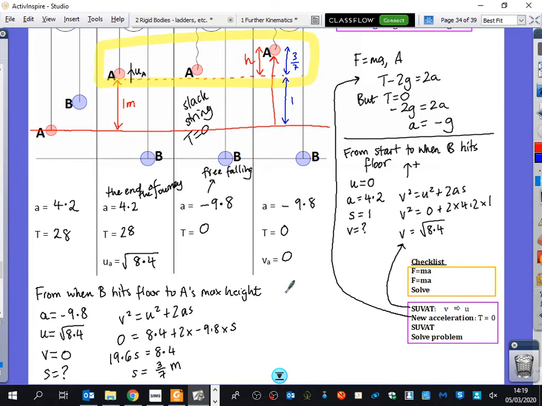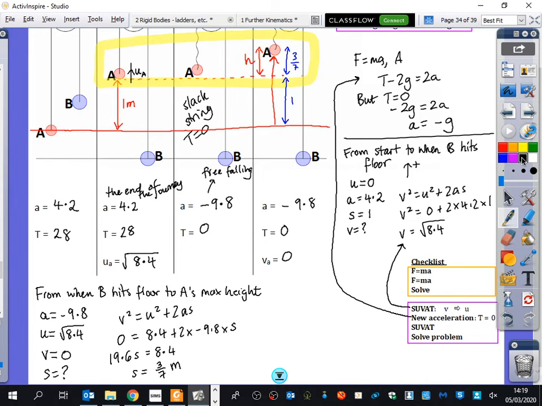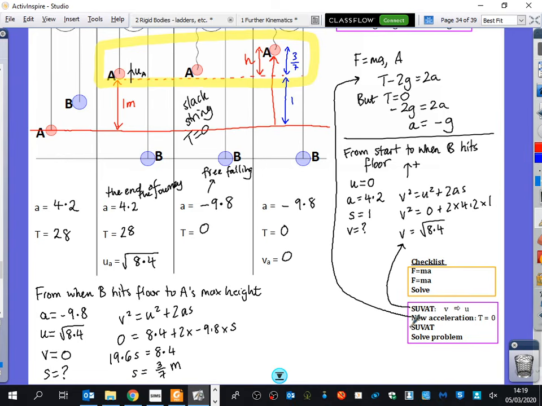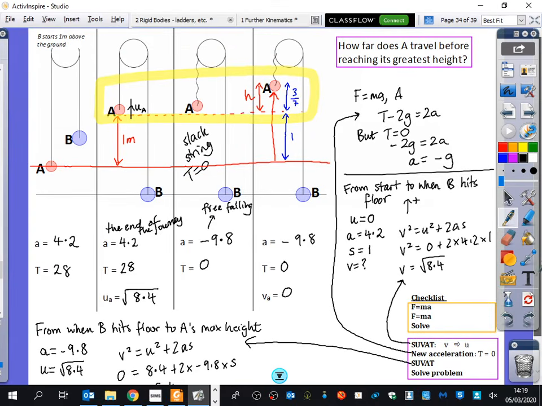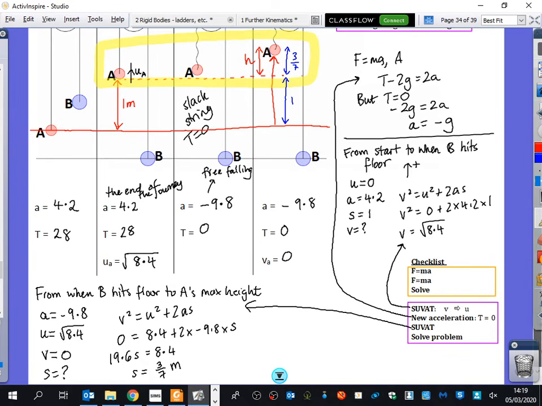So we've done all of the things that the question wanted us to do. We did f equals ma, f equals ma, solve, suvat, new acceleration. Here's the new piece of suvat. The last thing on my checklist is to solve the problem. So the problem asked me, how far does A travel before reaching its greatest height? A travels 1 3/7 of a metre. So A travels 1 plus 3/7, which is 1.43 metres to 3 significant figures.